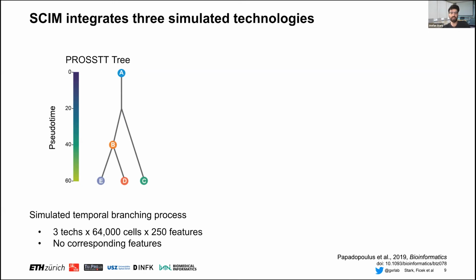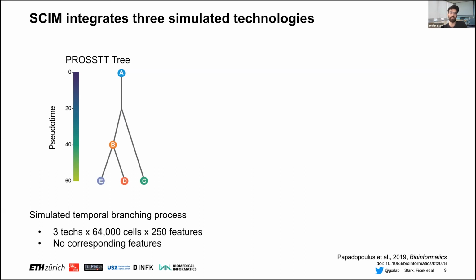And so PROST generates cells, and each of these cells will have a branch label and a pseudotime label. Then a single tree is defined, this tree here, and we use this tree to generate 3 datasets. Each dataset is rather large, with 64,000 cells and 250 features. And now the parameters from each dataset's negative binomial distribution are generated using different seeds.